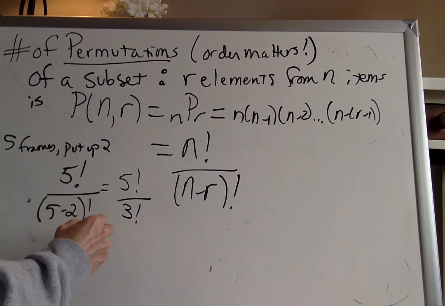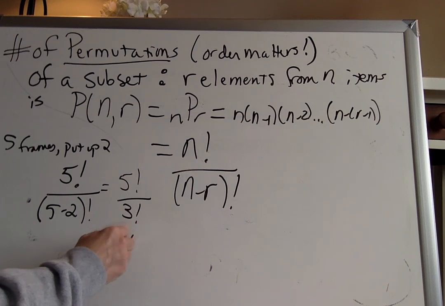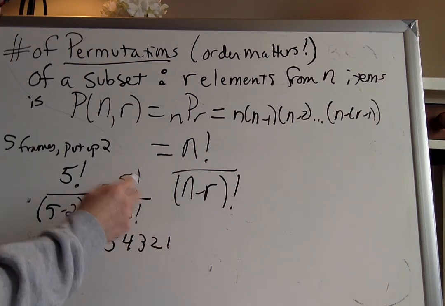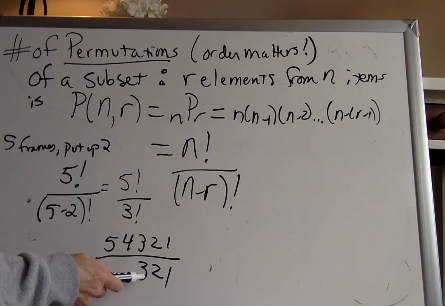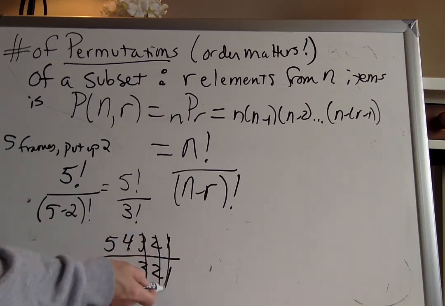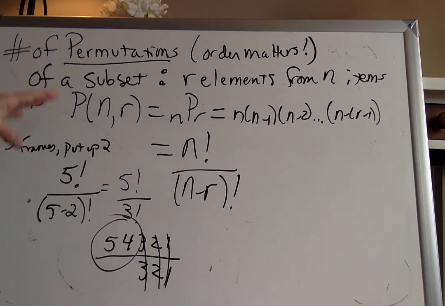It's really cool what happens though. 5, 4, 3, 2, 1 for the 5 factorial. 3, 2, 1 for the 3 factorial. Look, all that cancels. There's our 20. So for these short problems, doing a permutation is a bit overkill. I'm pretty sure I could have multiplied 5 times 4 in my head. But sometimes the problems are a little bit longer.